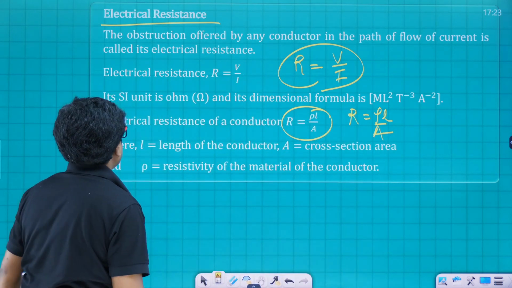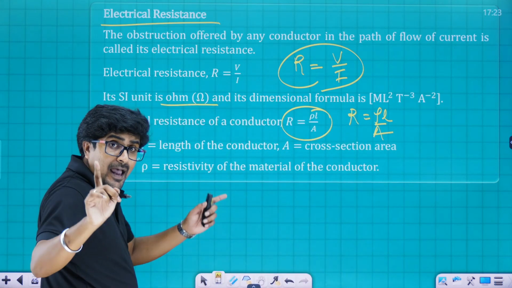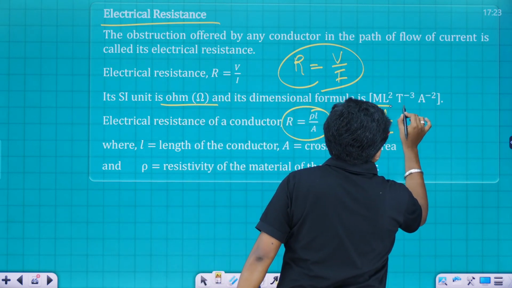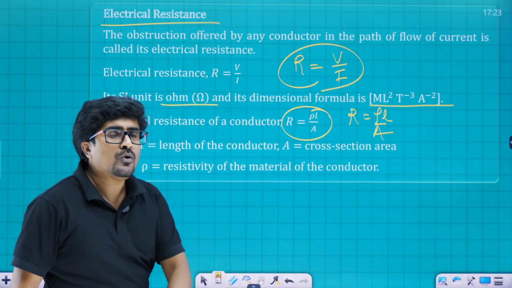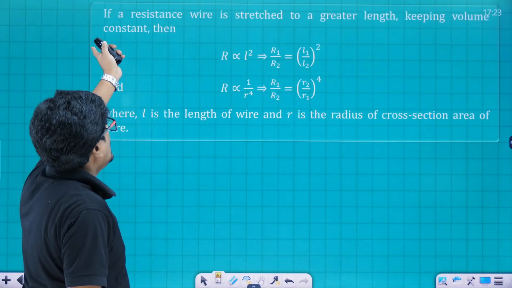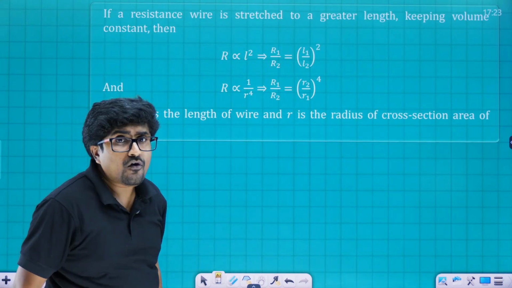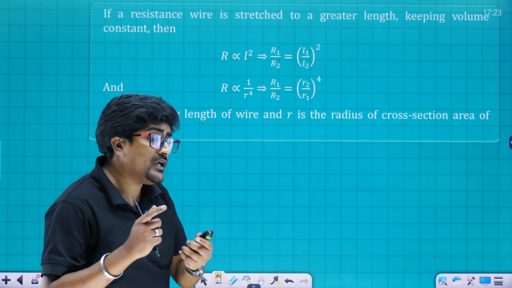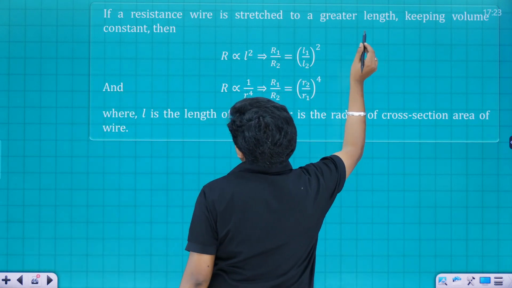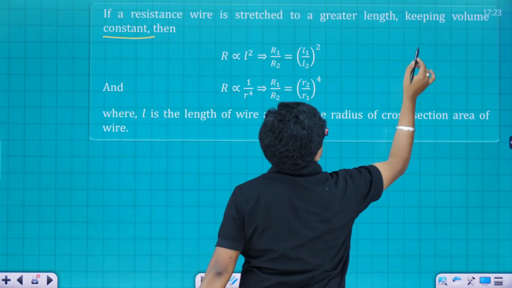Now coming to the unit, it is ohm, and the dimensional formula is going to be M L squared T raised to minus 3 A raised to minus 2. Moving to the next, that is how the resistance of a wire is going to change if we change the length as well as area of cross section, keeping the volume constant. I repeat, volume constant.